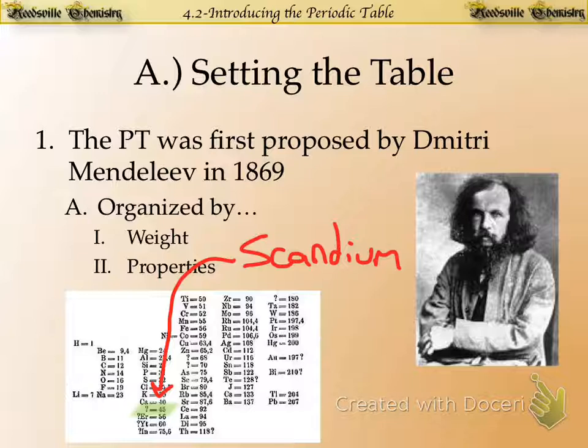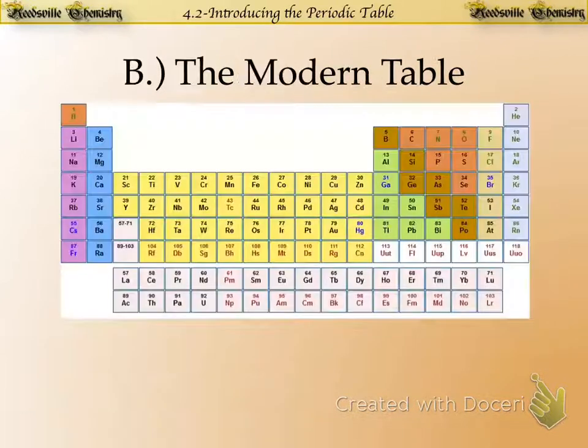So anytime you see a question mark on his table, that kind of corresponds to another element. 68 most likely would be something like gallium. All right. So let's skip ahead then, about 150 years or so, to our modern periodic table.